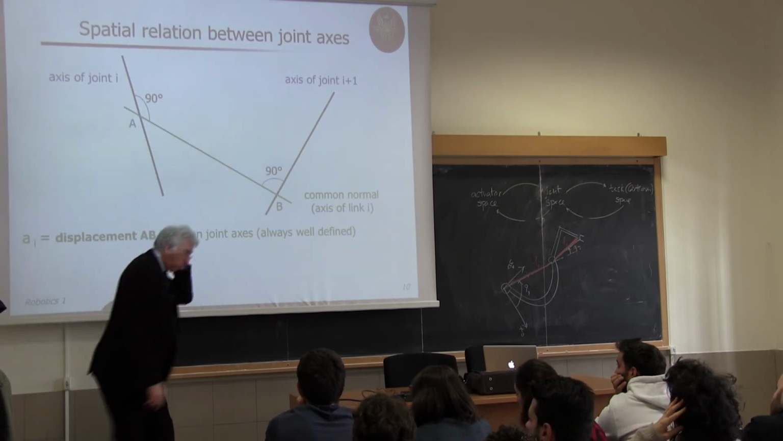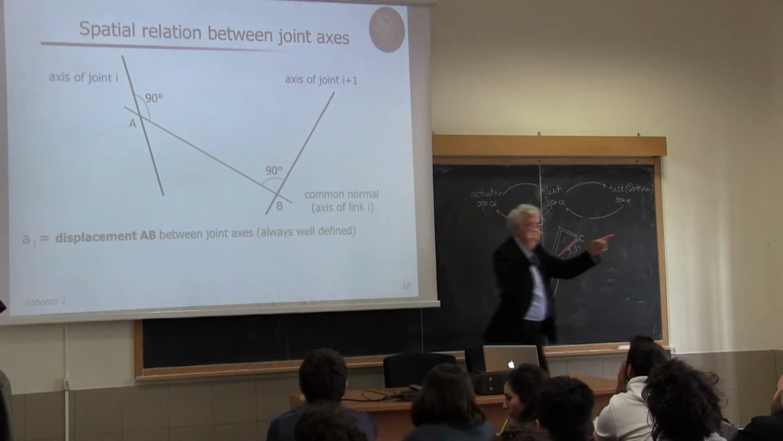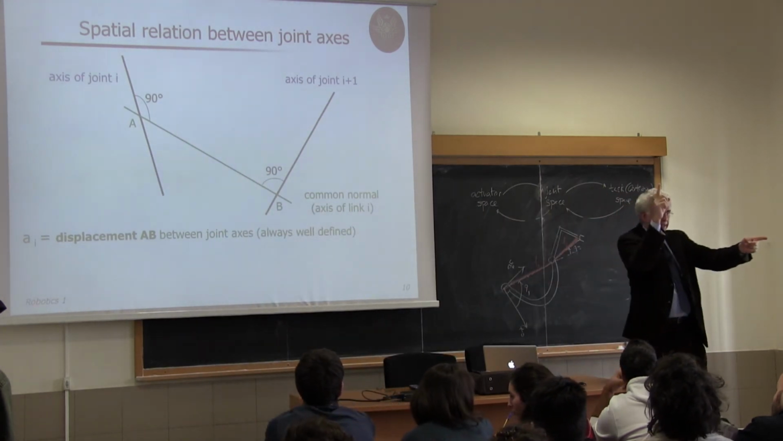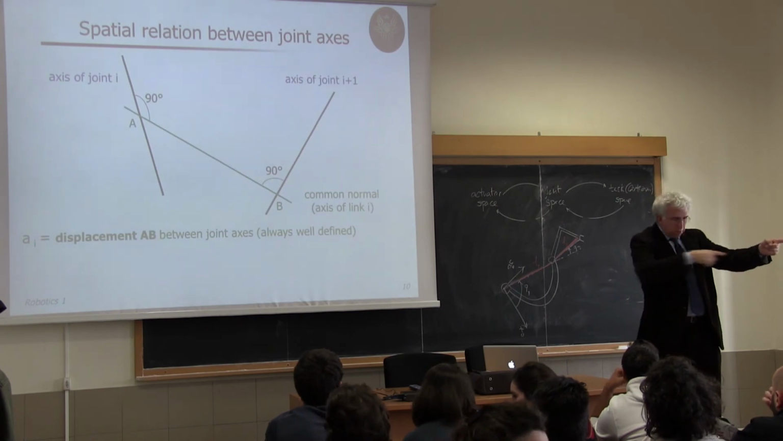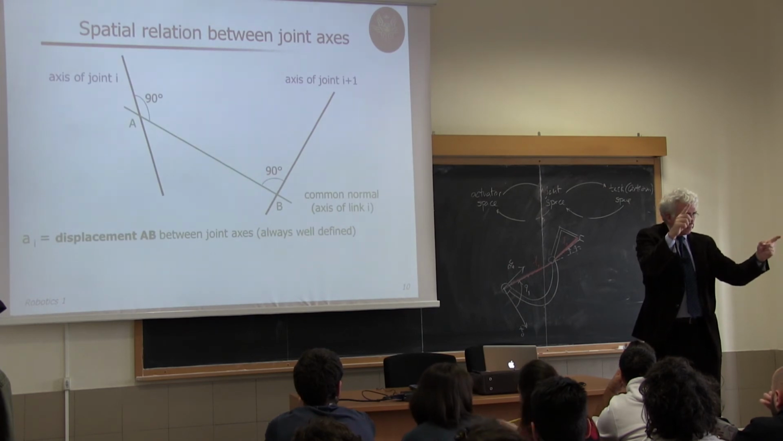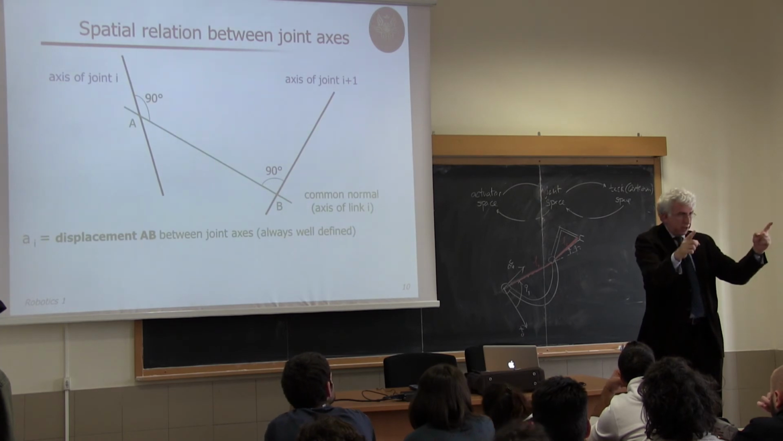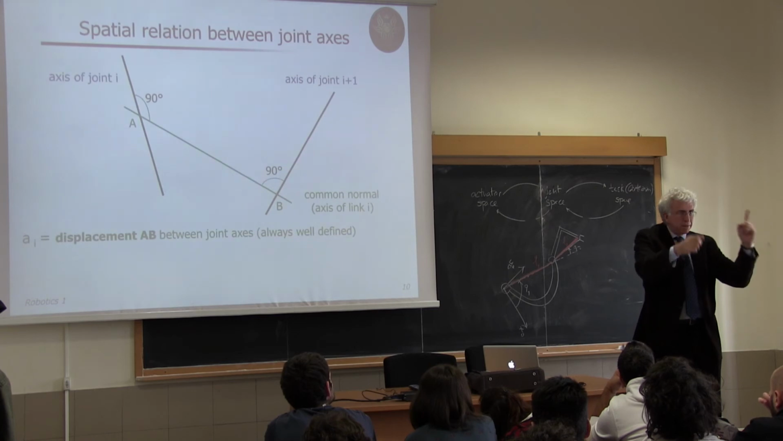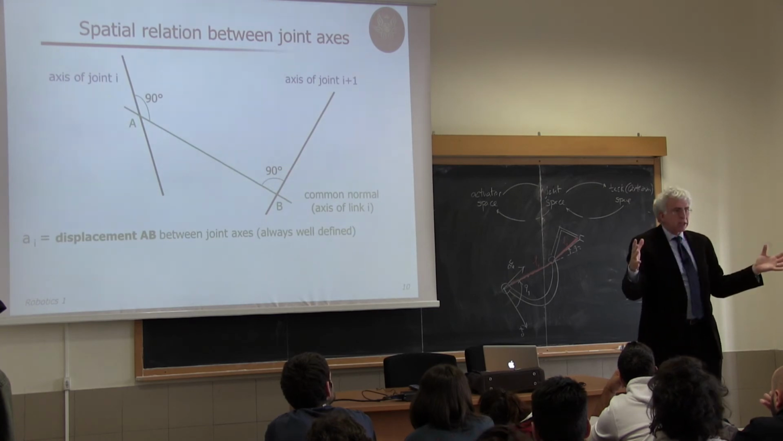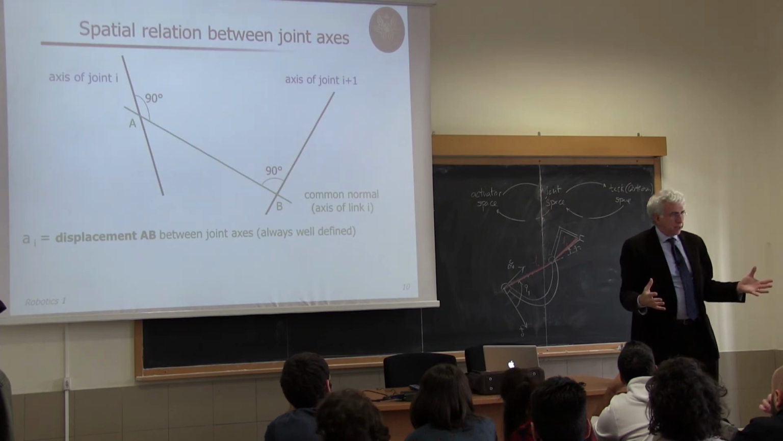Now, this is not enough to characterize these two axes in space, because imagine that I have these two axes like this. I have a common normal, but what if these axes are like this? It's not the same case. In fact, they may also be aligned, which is a special case. So there's still some angle missing in describing the relative position of these two joint axes in space.